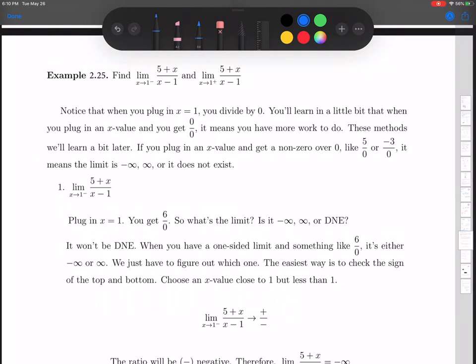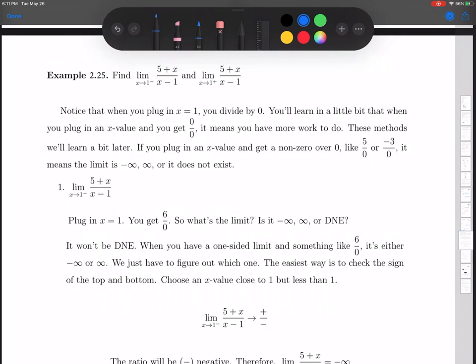So it looks like we have a left-hand side limit and we have a right-hand side limit of the same thing. So if you guys notice, when you plug in 1 in the bottom of both of those fractions, you will get 0. So you'll learn in a little bit that when you plug in an x value and you get 0 divided by 0, it means that you have a little bit more work to do. These methods we'll learn in a little bit later.